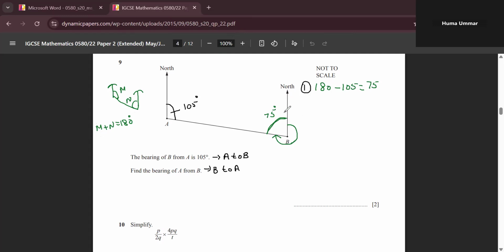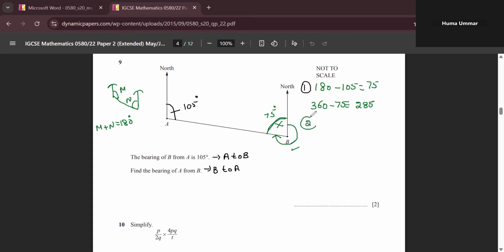So this angle is coming 75. So now full circle is 360. So I don't want this one. I need only this. So what I will do? 360 minus 75. 360 minus 75 is how much? It is 285, right? This is the first method.